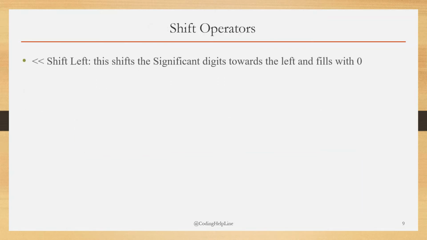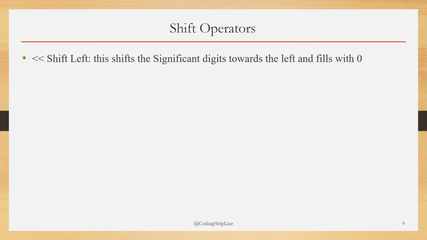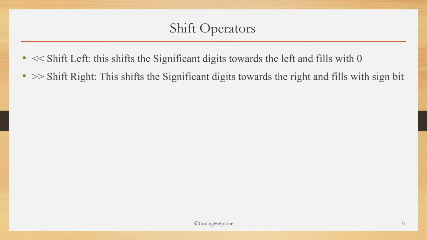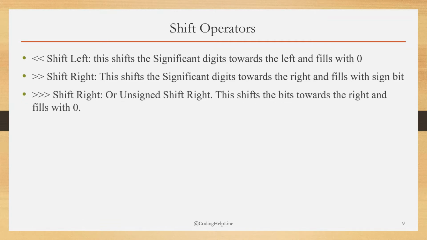Now the shift operators. The left shift operator shifts the significant digits towards the left and fills the number with 0 bits. The right shift shifts the significant digits towards the right and fills the number with the sign bit. So this is a signed right shift. This is the unsigned right shift. It shifts the number towards the right and pads the number with zeros. There is a significant difference between these two operators. This one will not change the sign. A negative number remains negative, a positive number remains positive. This one will change the sign. Positive will remain positive and negative will become positive.